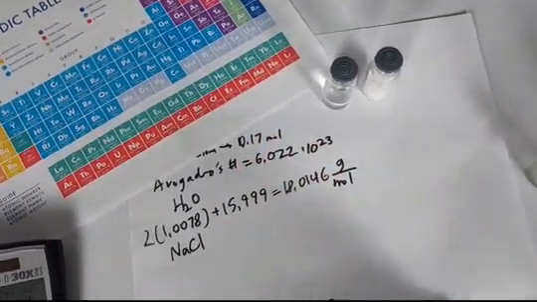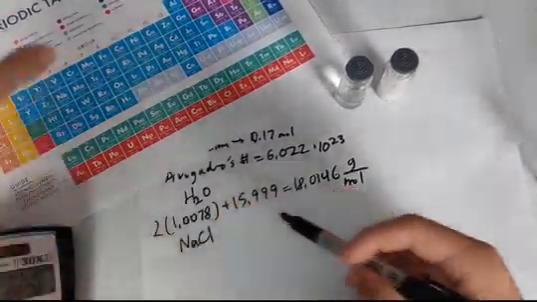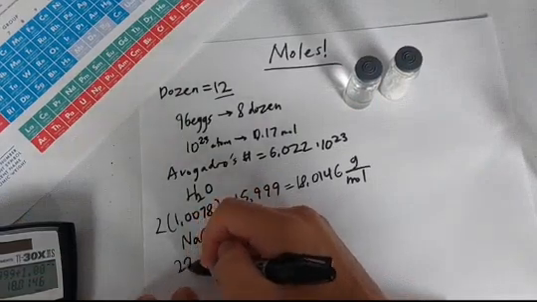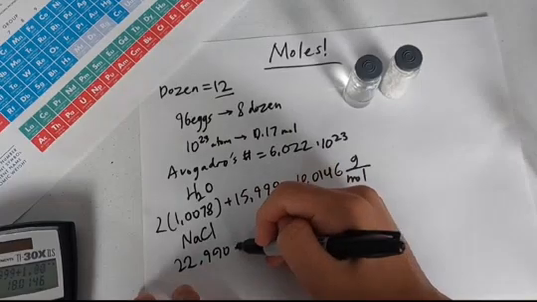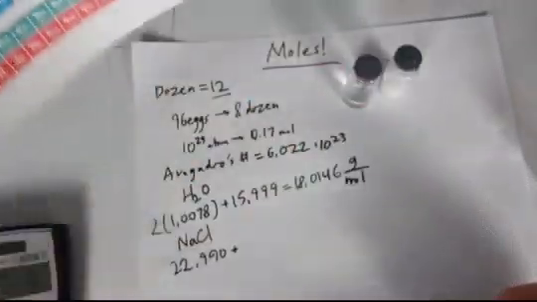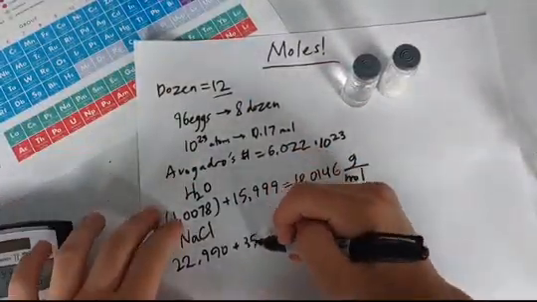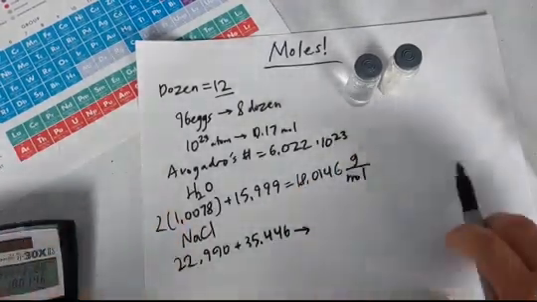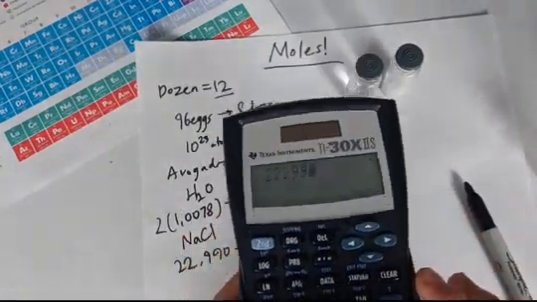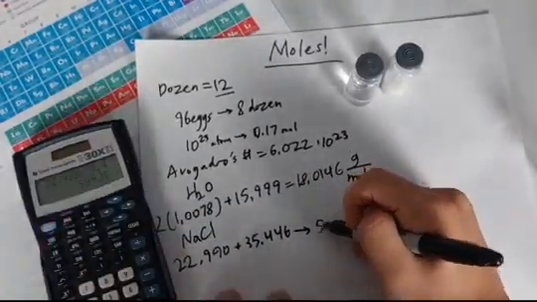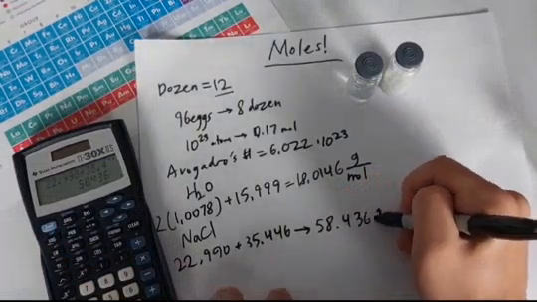And the procedure goes exactly the same as usual. So you get the mass of sodium, which on the periodic table is 22.99. Since we have to conserve significant figures, I will be just using that. And then we just add the atomic mass of chlorine, which is 35.446. And what we're ending up with is 22.990 plus 35.446. That's 58.436 grams per mole.